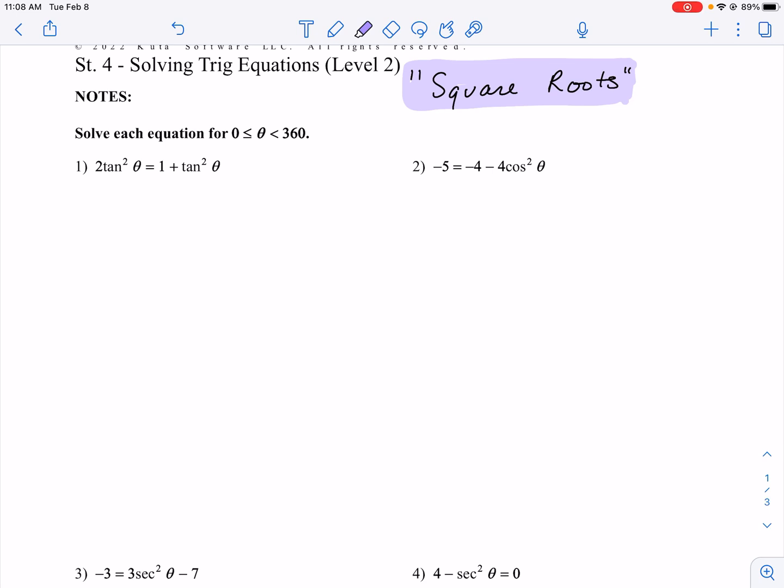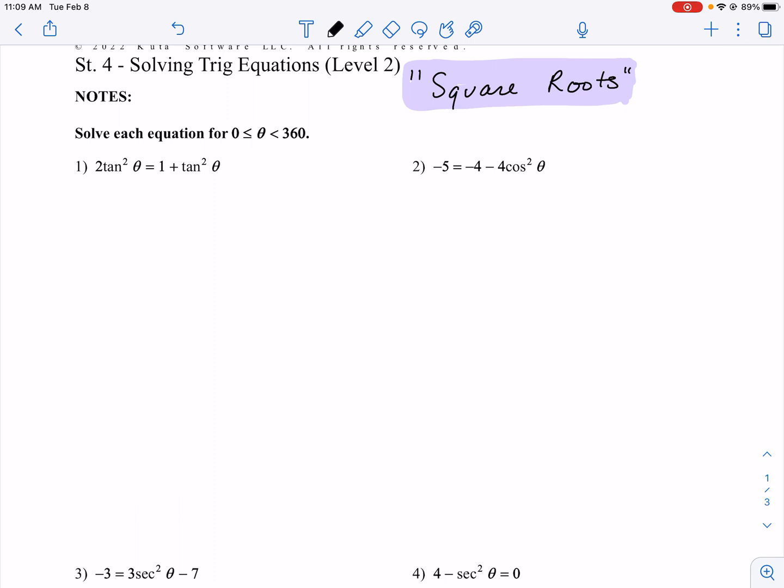The focus of this video is on solving trig equations, what we would term maybe like the level 2 equations, essentially because they are quadratic in nature. The method that we would use to solve these trig equations is to take the square root. So I have 4 examples, and then there are 6 practice questions that I have the answers to show you at the end.